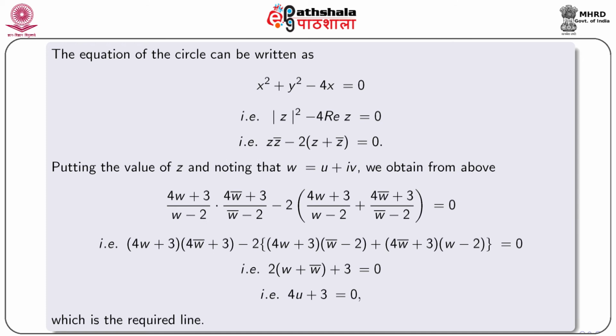So, simplifying, we obtain (4W+3)(4W̄+3)−2(4W+3)(W̄−2)+(4W̄+3)(W−2)=0. That is, 2(W+W̄)+3=0, which gives 4U+3=0, and this is the required line.